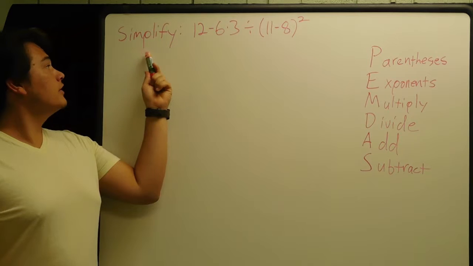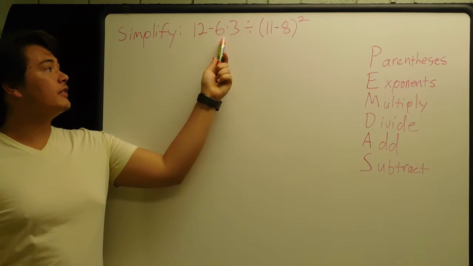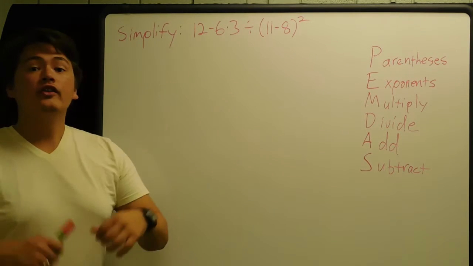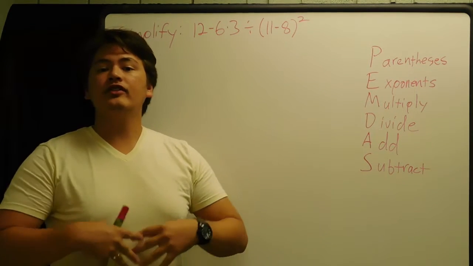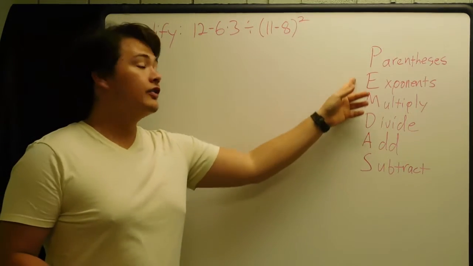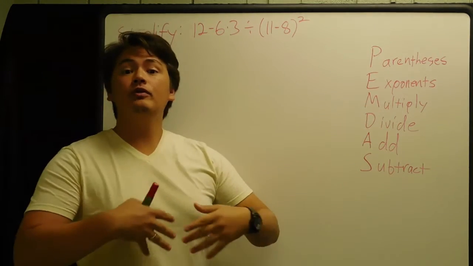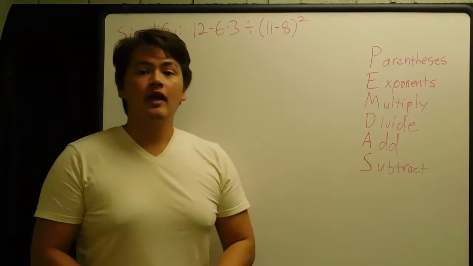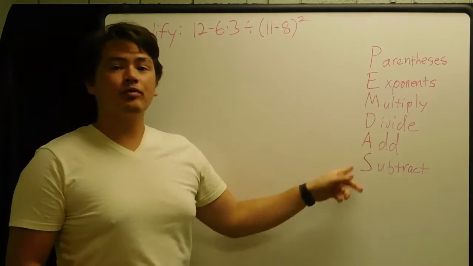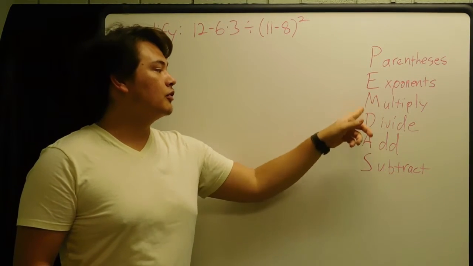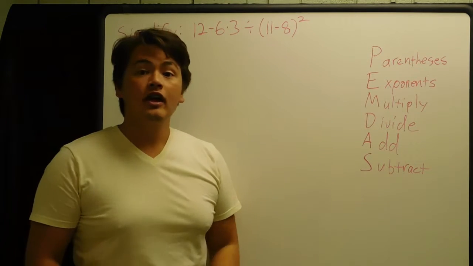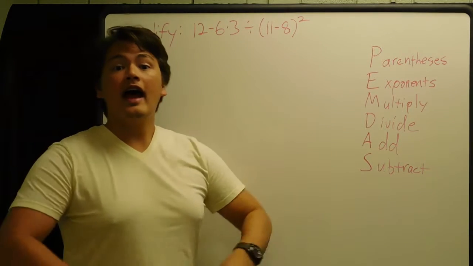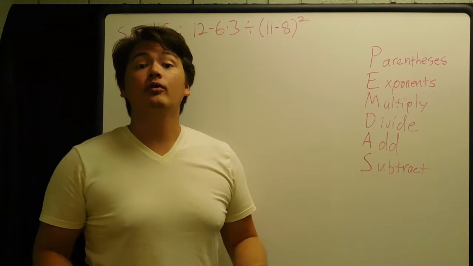This question is asking, simplify 12 minus 6 times 3 divided by 11 minus 8 squared. So before we start this problem, let's first understand the order of operations, which is stated right here. The acronym to help you memorize this is, please excuse my dear Aunt Sally. And this is what these letters represent: parentheses, exponents, multiply, divide, add, and subtract. So we're going to start with the stuff that's in the parentheses and then move on down as our order of operations.